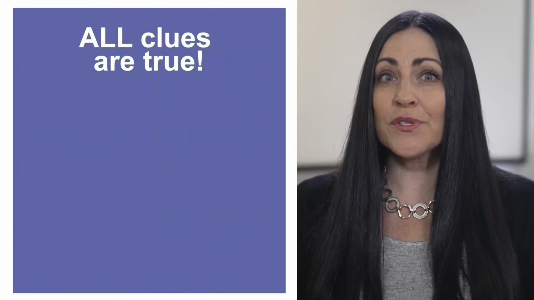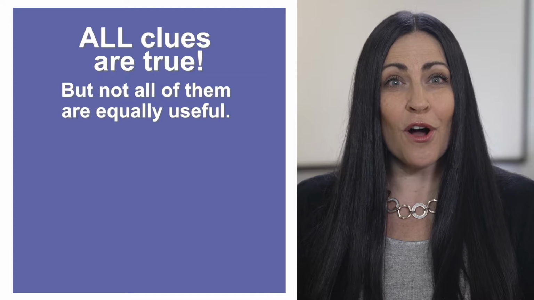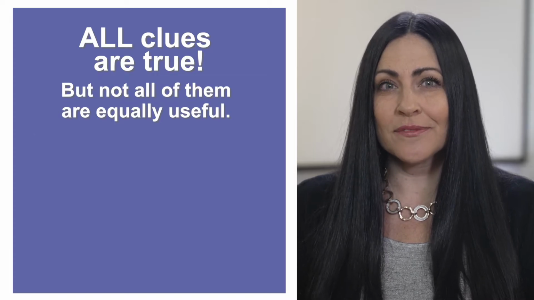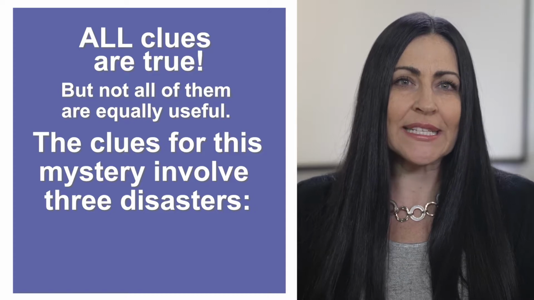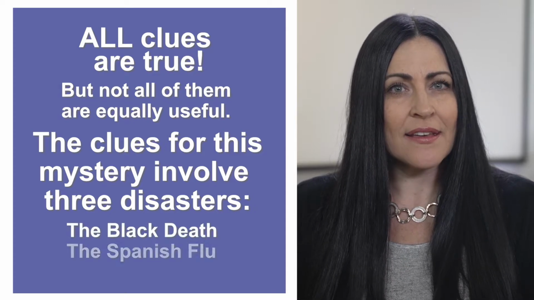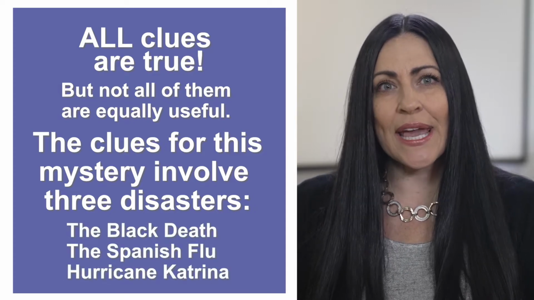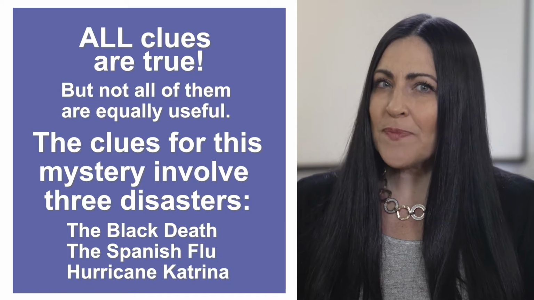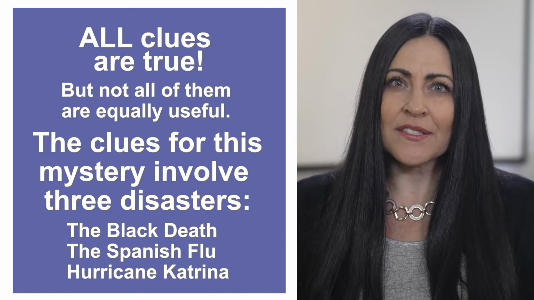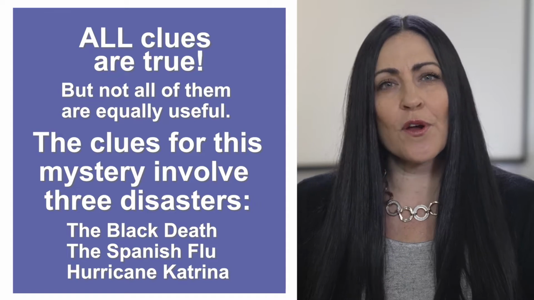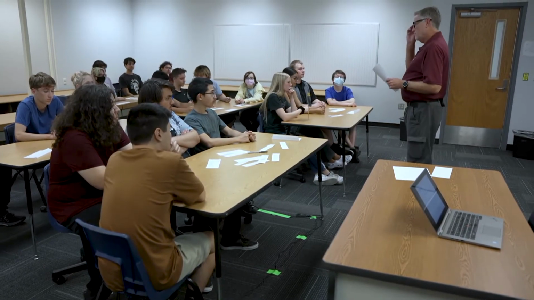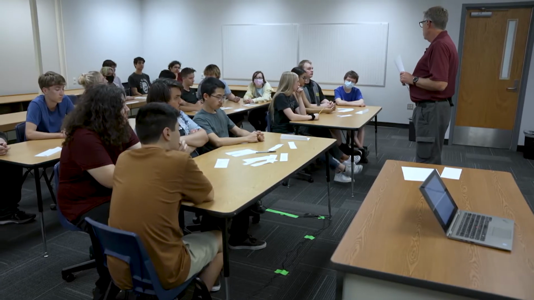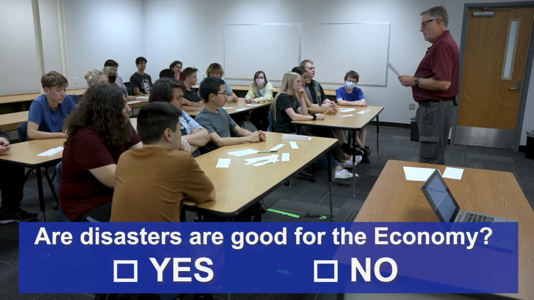Give them 2 helpful hints. First, all clues are true, but not all of the clues are equally useful. Second, the clues for this mystery involve 3 disasters: the Black Death, the Spanish flu, and Hurricane Katrina. If you don't expect your students to be familiar with these disasters, list them on the board with their appropriate time periods. After allowing time for discussion, ask the teams for their solutions and declare a winner.